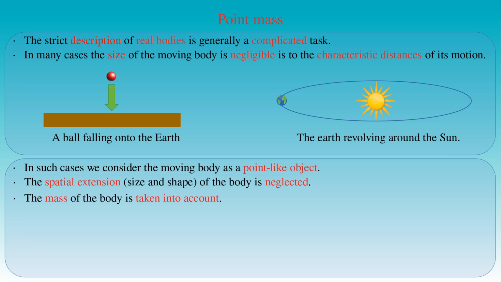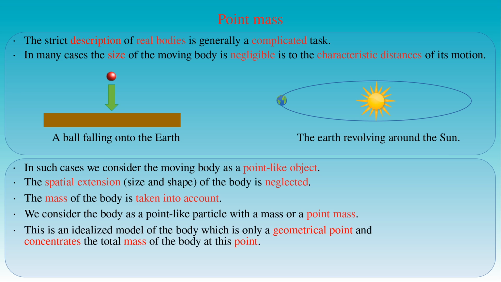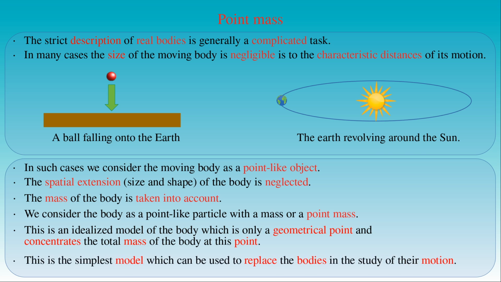As a result, we consider a given body as a point mass or a point-like particle with a given mass. The point mass has no spatial extension but possesses mass, that is, the mass of the body is concentrated in a single geometrical point. This is the simplest idealized model, which can be used to replace the real bodies in the study of motion. In the examples we mentioned earlier, we can replace the ball with a point mass concentrated in its center with the mass of the ball, and we can also use a point mass instead of the Earth if it has the same mass and is located in the center of Earth.